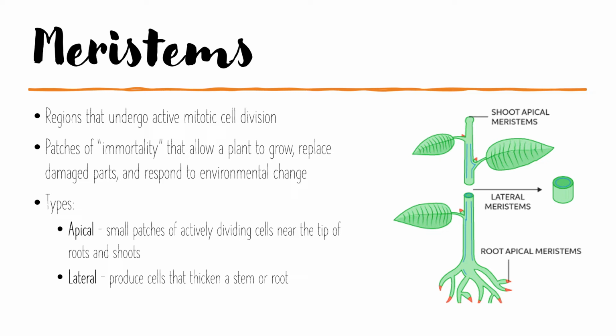So we have the apical meristems, which are small patches of actively dividing cells near the tips of roots and shoots. When cells in the apical meristem divide, they give rise to new cells that differentiate into all of the tissue types described in the previous section. Woody plants also have lateral meristems, which produce cells that thicken a stem or a root. A lateral meristem is usually an internal cylinder of cells extending along most of the length of the plant. When the cells divide, they typically produce tissues to both the inside and outside of the meristem.